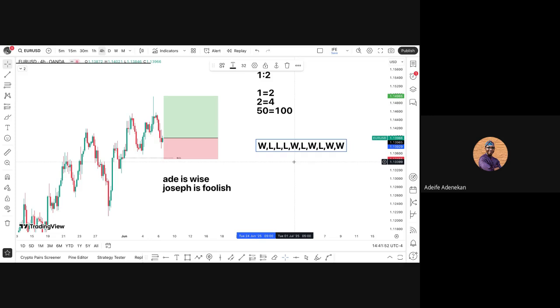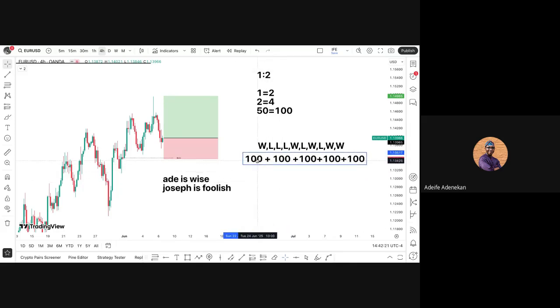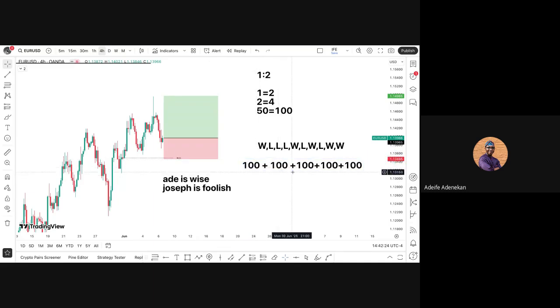Now we have 5 wins, 5 losses, right? Let's now say that for every trade you are risking $50, and your risk to reward is 1 to 2. That means that every time you win, you make $100. So let's calculate. $100 win plus another $100 win plus another $100 win plus another $100 win plus another $100 win. So you have 5 wins, that would be $500, right?